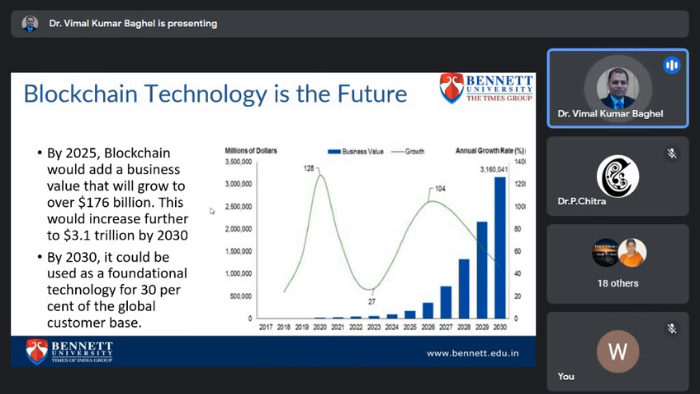By 2030, it could be used as a foundational technology for more than 30% of the global customer base. So as a business person, as a technologist, as an educationist, how do we get ourselves ready for the future, because now blockchain technology is disrupting everywhere. It is going to enter almost every kind of business.